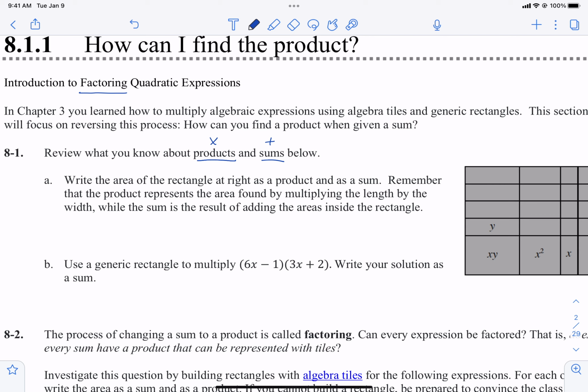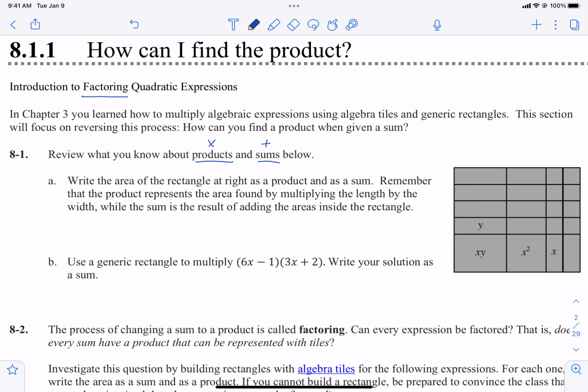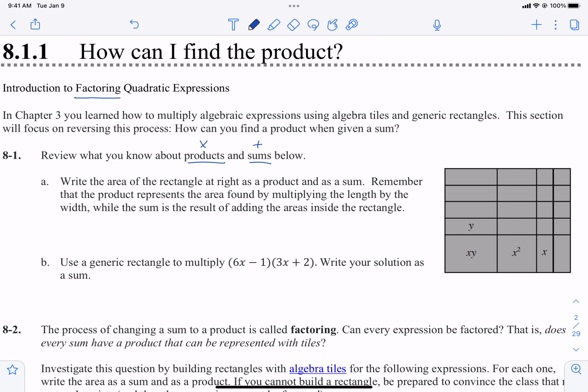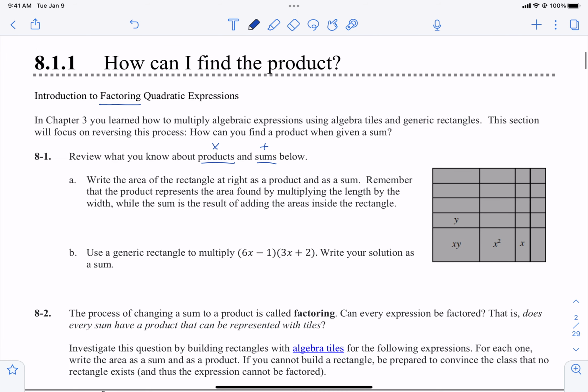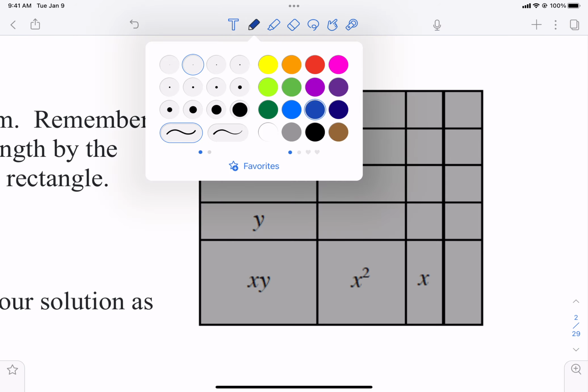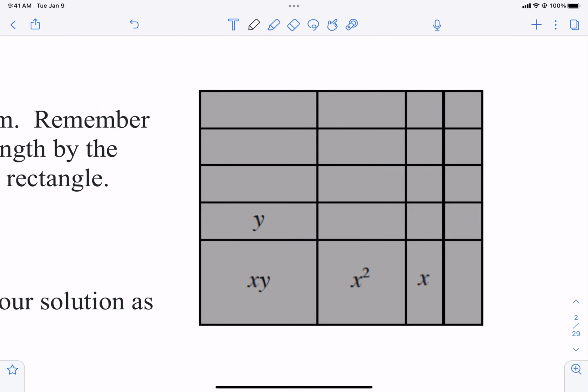So in part A, it says write the area of a rectangle at the right as a product and as a sum. Remember, the product represents the area that's found by multiplying the length by the width, and the sum is the result of adding the areas inside. So when we look at this diagram, a couple of things that maybe should hopefully come to mind for us is our different algebra tiles. So we have a y tile right here. This is an xy tile. We have an x squared tile, and we have an x tile over here.